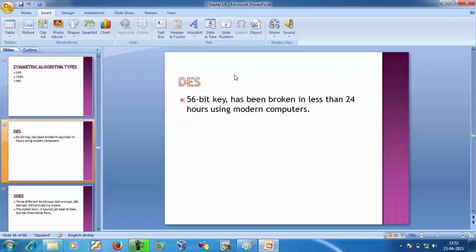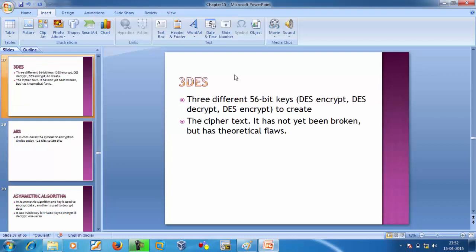Next is DES, Data Encryption Standard. It has a 56-bit key and has been broken. If you read the documentation, they say it can be broken in less than 24 hours using modern computers. Next one is triple DES, with three different 56-bit keys. First DES to encrypt, second DES to decrypt, and third DES to encrypt to create the ciphertext. It has not yet been broken, but it has some theoretical flaws.